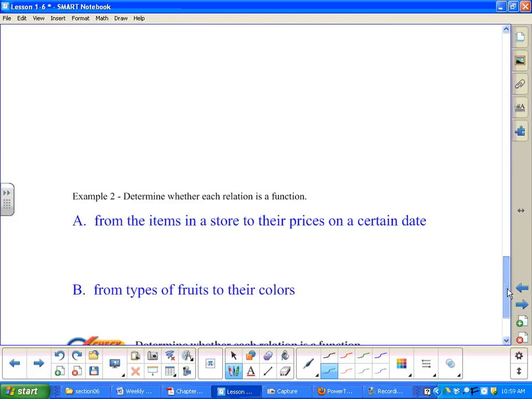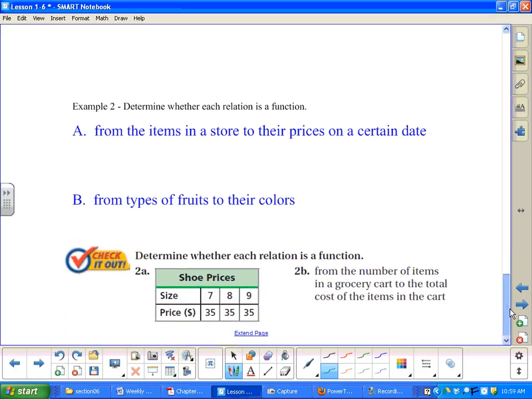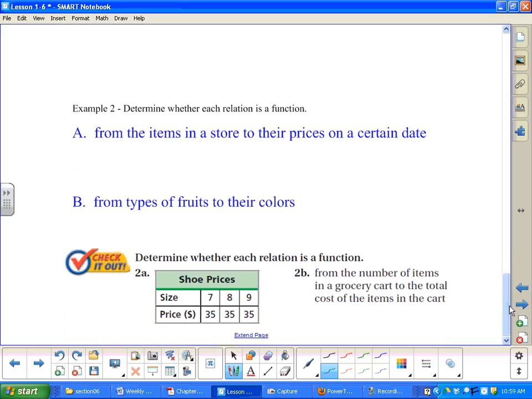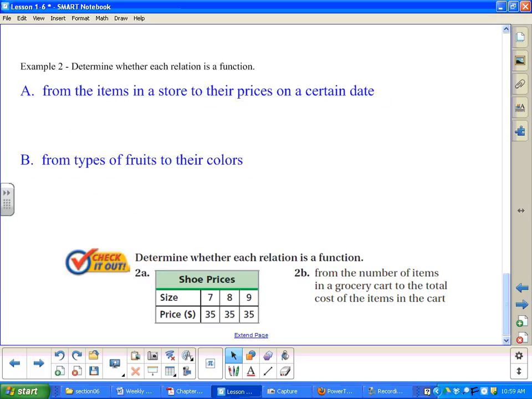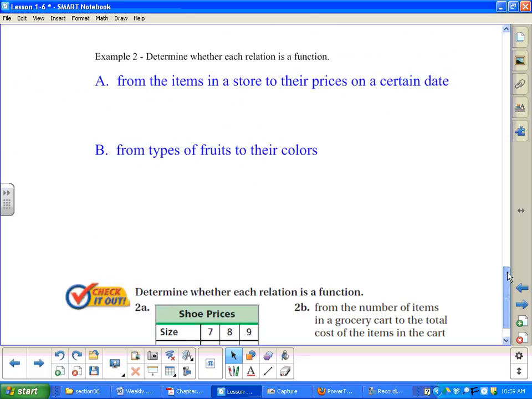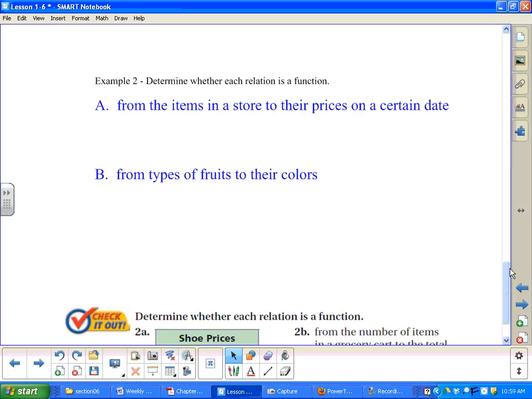Here are my examples. So we want to determine whether each of these relations is a function. Letter A, from the items in the store to their prices on a certain date. Is this a function? In other words, for every input value, would there only be one output value? And it's probably easier to disprove than prove.